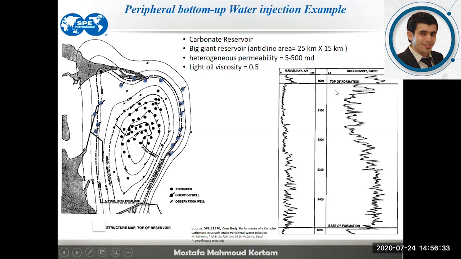So we can easily recognize from this typical log that the upper side has less porosity and might have less permeability, while the middle part has good or higher permeability and higher porosity, while the bottom part of the reservoir has a bad quality that is attributed to the presence of the clay and the lower porosity.